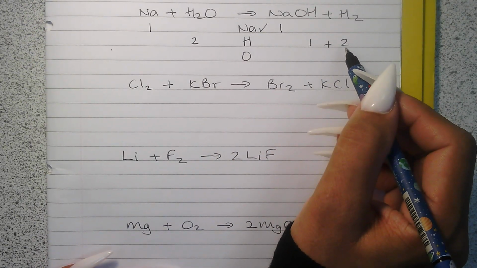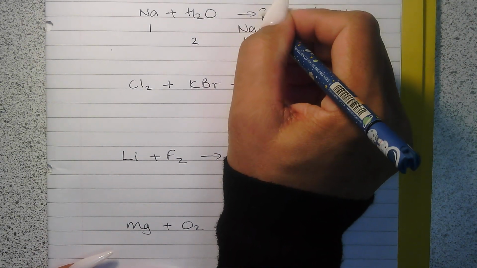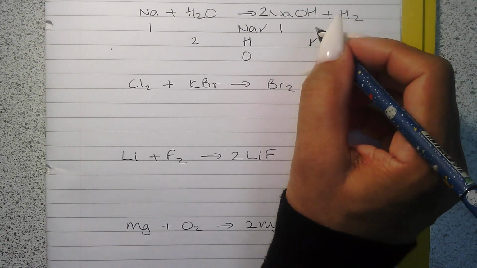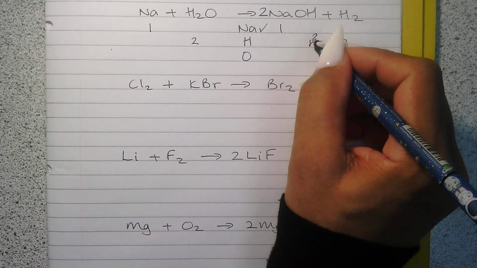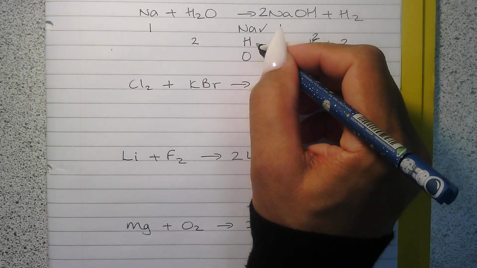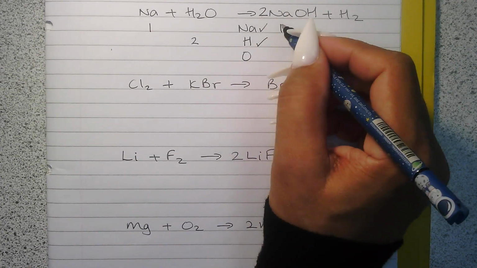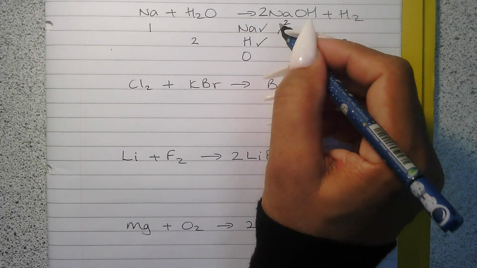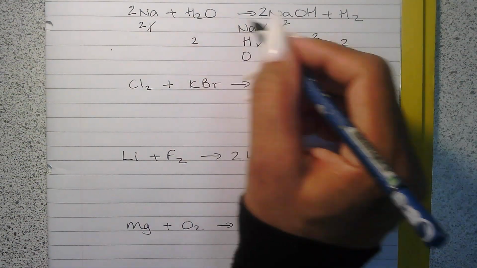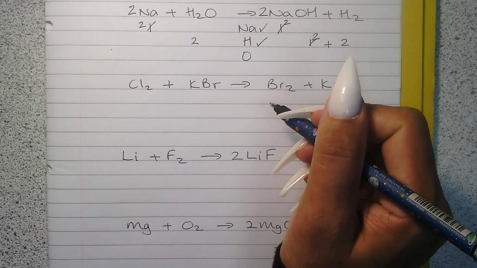To give me my 1 more over here, I might do a bit of trial and error now. Okay, I'm going to try putting a 2 here. That gives me my 2 hydrogens here that I needed. And once I've got those 2 hydrogens here, this balances. But now I need to go back to my sodiums because now I've got 2 sodiums here. The only thing I can do now to balance this up is to put a 2 at the front of this sodium. Now my sodiums are balanced, so have my hydrogens. Need to go and check my oxygens now.